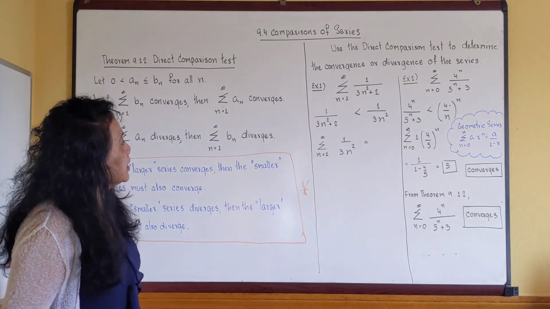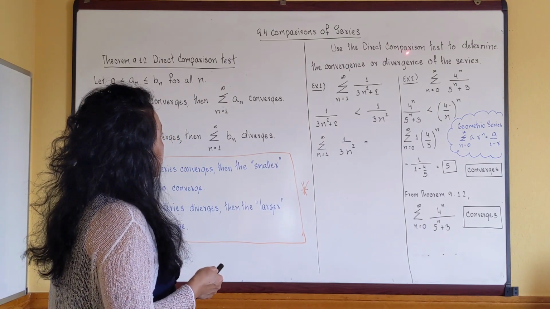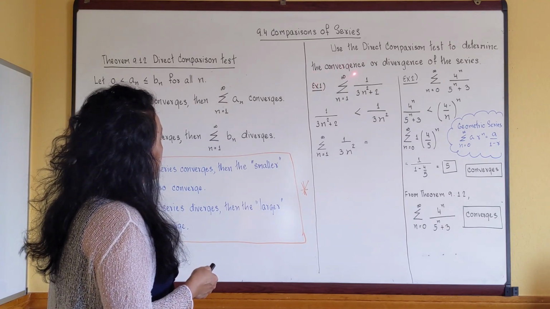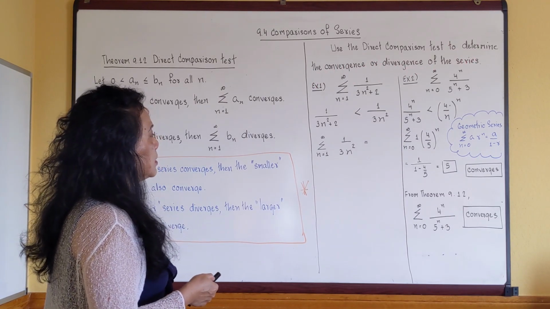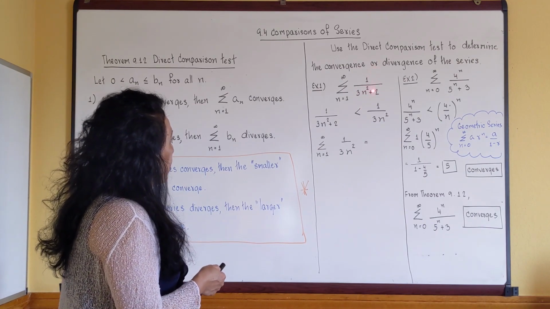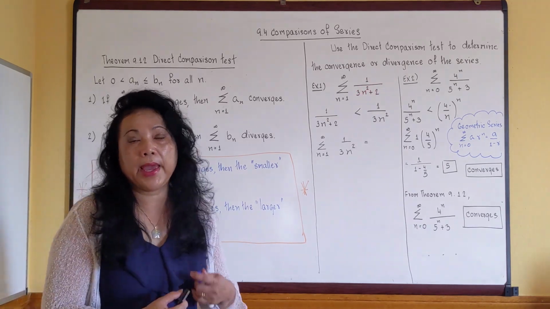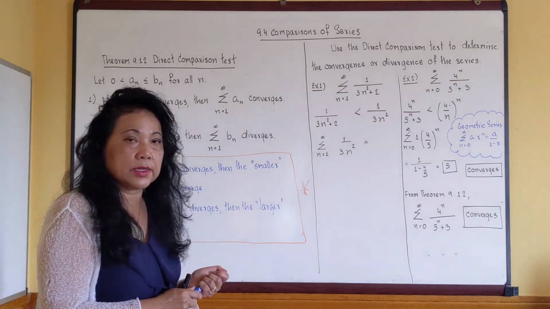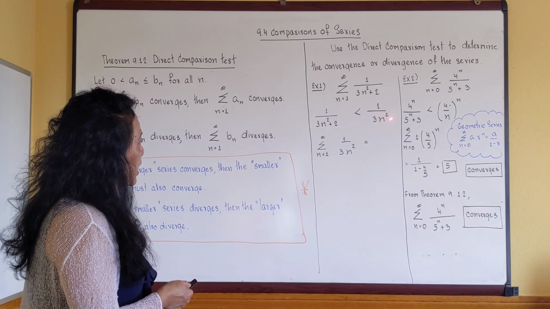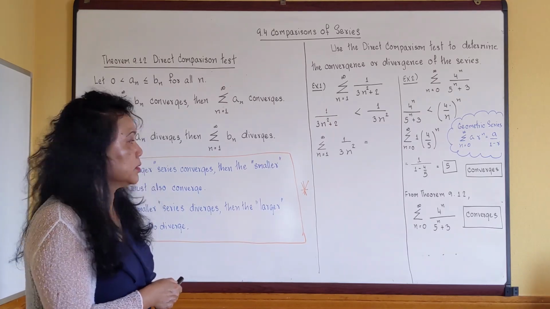Alright, so let's look at our first example. Use the direct comparison test to determine the convergence or divergence of the series. I have the summation of 1 over 3n squared plus 2. So you're going to compare to something that's easier to test. Look at the one I use: I pick 1 over 3n squared. Try to pick something that's similar to this one so it's easier to compare.